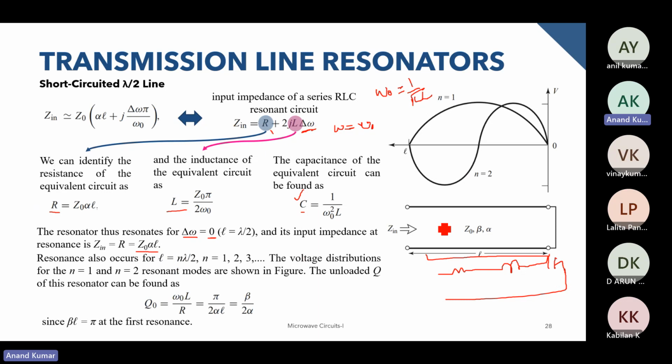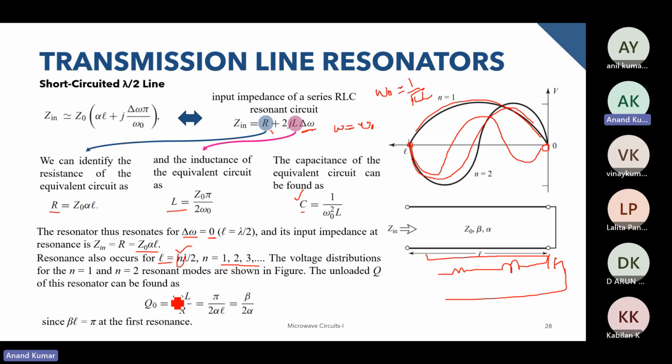And if you look closely, this resonance will happen for all values of L equal to n lambda by 2, for n equal to 1, 2, 3, and so on. The voltage distribution can be given like this. For n equal to 1, we have a short circuit over here and a short circuit over here, so we see one full fraction. Similarly, this can happen for n equal to 2, or n equal to 3, and so on. So we can have this resonance at multiples of n.